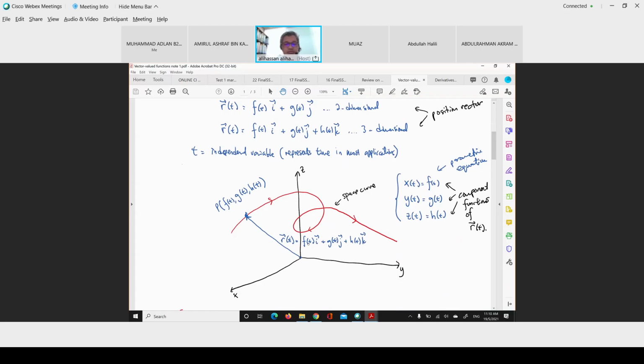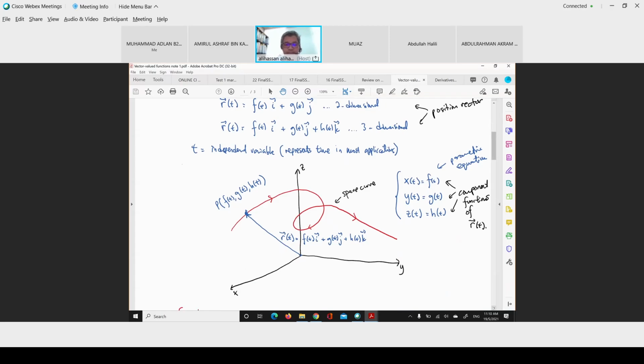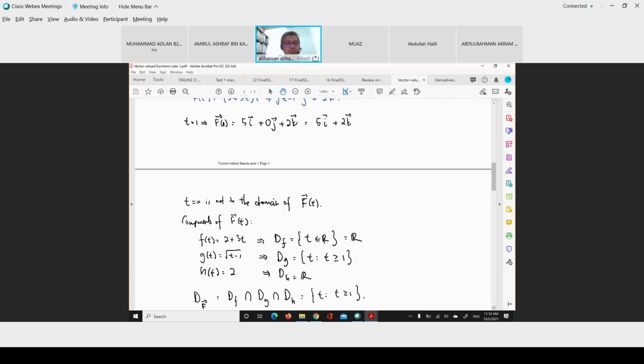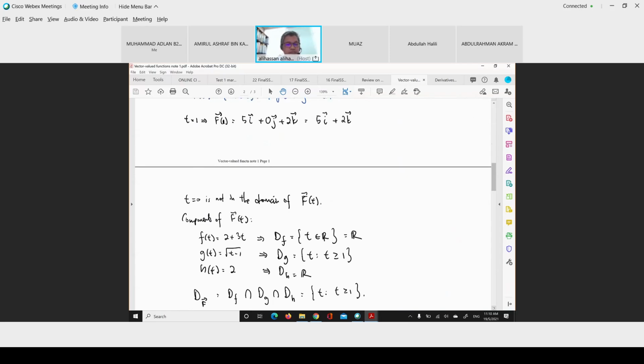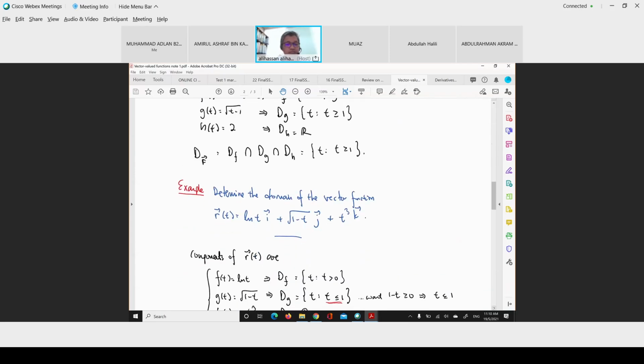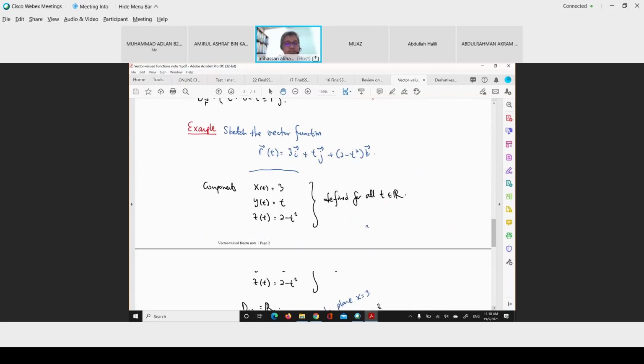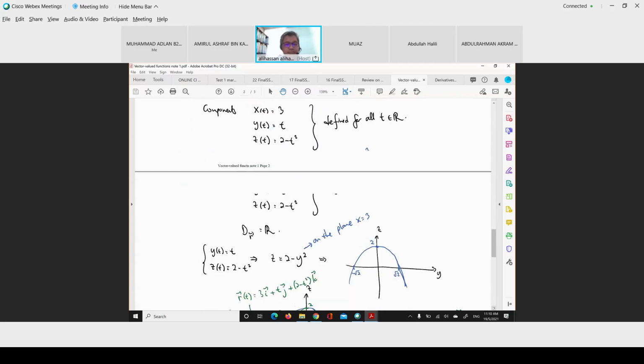The coefficients of the vectors i, j, k are called the components, or component functions, of r(t). All the component functions are real valued functions here. So we look at some examples of determining the domain of vector valued functions, and then we look at a problem on sketching a vector valued function.